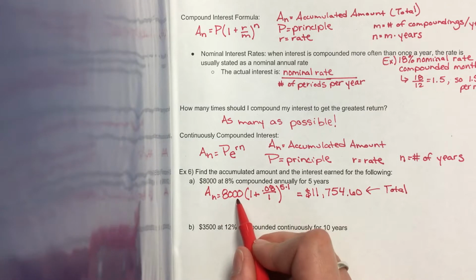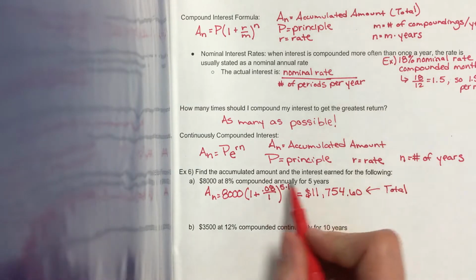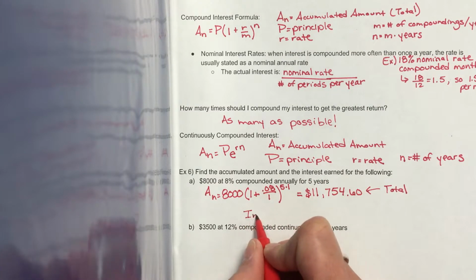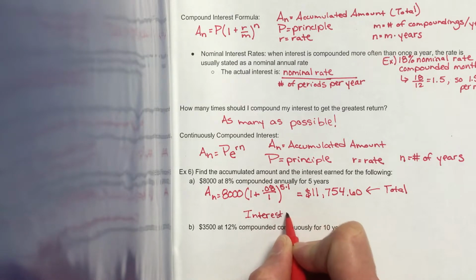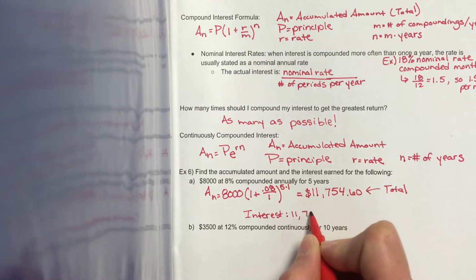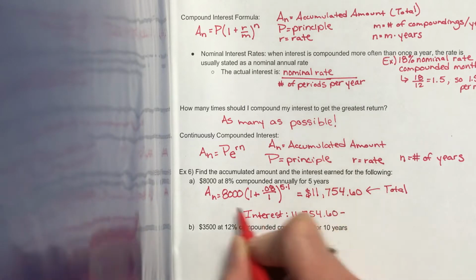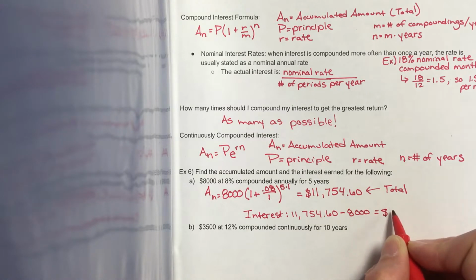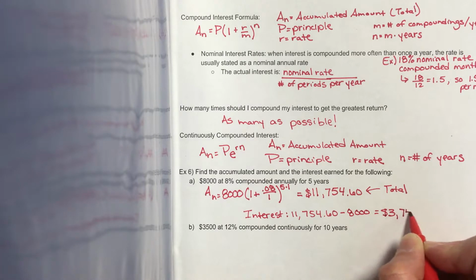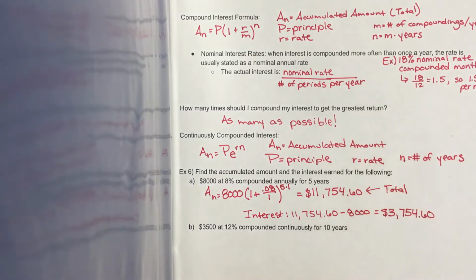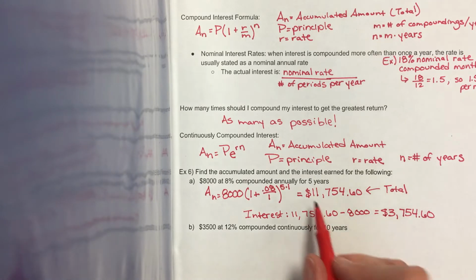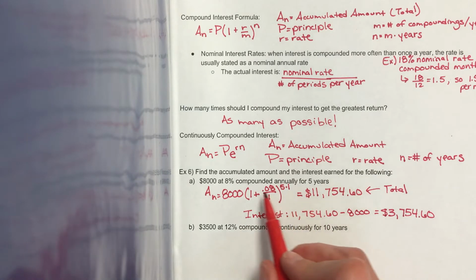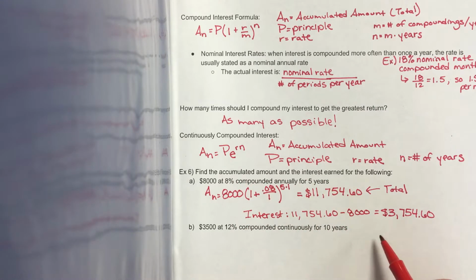So that's the total I have in my account. That includes the original principal and the interest that we've earned. My question also asked me for the interest earned. So to find just the interest, I would take that total and subtract off my original principal, which would give me $3,754.60 in just interest. You will have some quiz questions and test questions that ask you similar questions. What's the accumulated amount and what's the interest earned? So keep in mind that there are 2 steps to find both of those pieces.